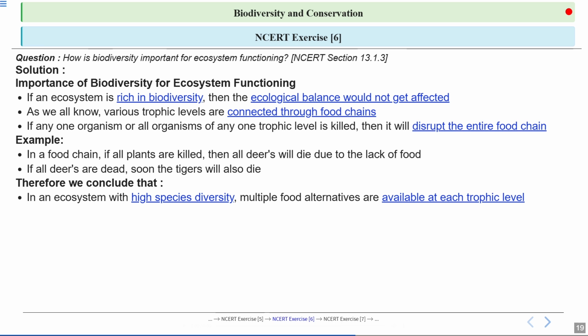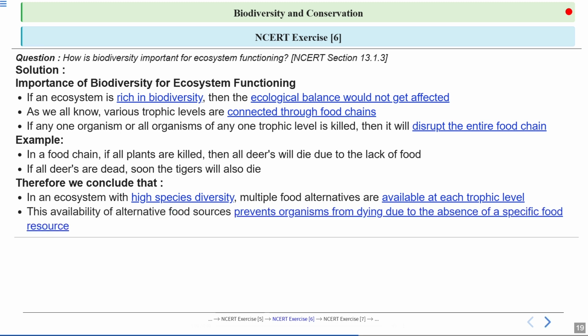Therefore, we conclude that in an ecosystem with high species diversity, there are many different species at each trophic level, which means there are multiple food sources available for each organism. This variety helps maintain a balanced ecosystem because if one species declines or disappears, others can take its place, ensuring the food chain remains stable. It also supports more complex interactions and increases the resilience of the ecosystem against changes or disturbances. Now, when an organism has access to different food sources, it can survive even if one particular food becomes unavailable.